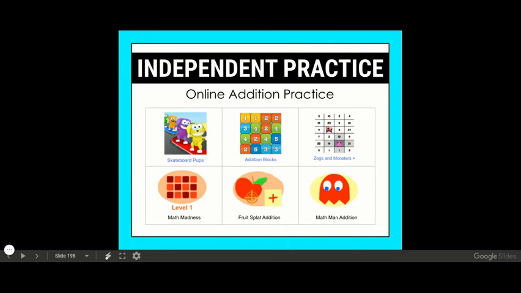So have fun with these. Nothing needs to be turned in, but it is great practice for you to practice those math facts.